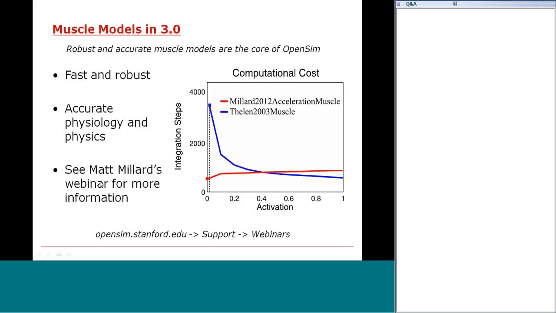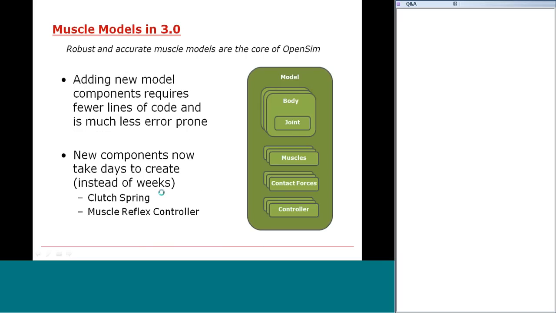Matt Millard, who's a postdoc here at Stanford, also created new muscles that have improved performance in many scenarios and also more closely match the theory and experiments about how muscles work. One of these muscles, for example, the acceleration muscle, which is shown in red, has much better performance at low activation levels, as you can see by the count of integration steps, compared to the Thelen muscle. Now, I've just very briefly touched on these new and improved muscle models. You can watch a recording of Matt Millard's webinar to get some more information. Here's the instructions for how to find that webinar.